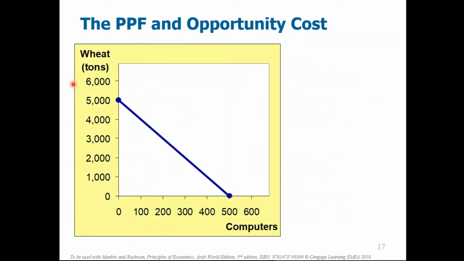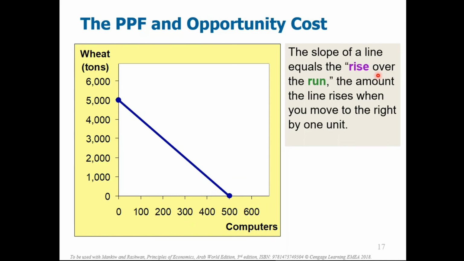Let me give you an example here. This is a graph. For example, to produce 5,000 tons of wheat, how much do we need to give up? We need to give up 500 computers, right? To produce 5,000 tons of wheat, we are not producing any computers, which means we are losing 500 computers. And vice versa, if we want to produce 500 computers, how many tons are we giving up? We are losing 5,000. For example, the slope of a line equals the rise over the run.